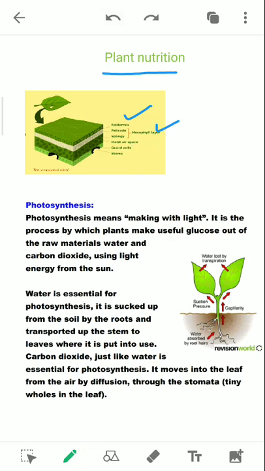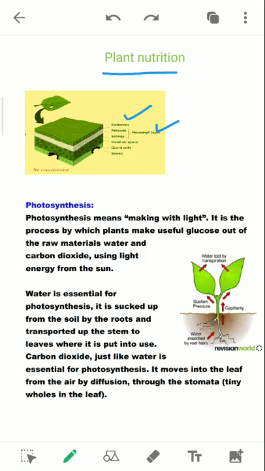Okay, before going to the photosynthesis, let me tell you what the raw materials, what the ingredients are to do photosynthesis. As I mentioned in the previous lecture, photosynthesis is a process through which plants make their own food, and for this process to happen, they require sunlight, carbon dioxide, and water. Okay, so these are the three main ingredients through which they produce their own food.